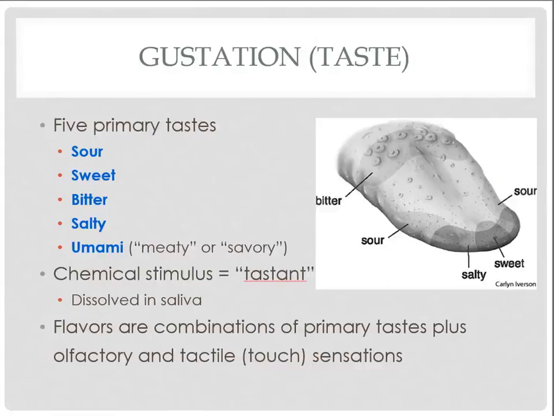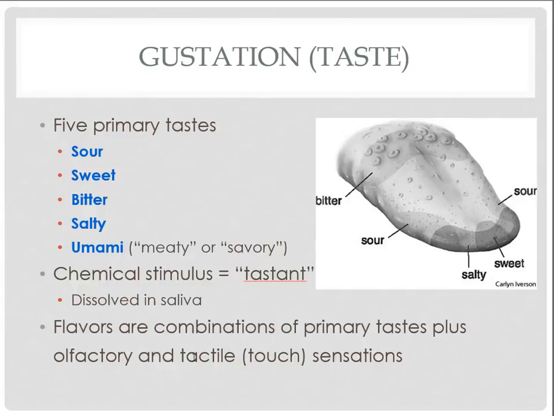Gustation, which is the sense of taste, follows the same type of stimulus in that these are chemicals that are not dissolved in air, but actually dissolved in water, in this case, saliva. So our chemical stimulus in this case is called a tastant, while for olfaction, it's called an odorant. A tastant also follows the same molecular structure as we saw with our odorants. And the flavors that we can taste are a combination of the taste that I'll describe, along with olfaction, the sense of smell, as well as the sense of touch that's taking place on the tongue itself.